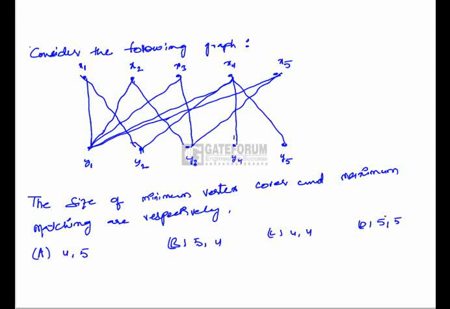A graph is given and we have to find out the size of minimum vertex cover and maximum matching. Minimum vertex cover of a graph is the minimum number of vertices taken from the given graph, such that each edge of the graph should be incident on at least one of the vertices in the minimum cover. So here if we take vertices x1, x4, y1 and y3.